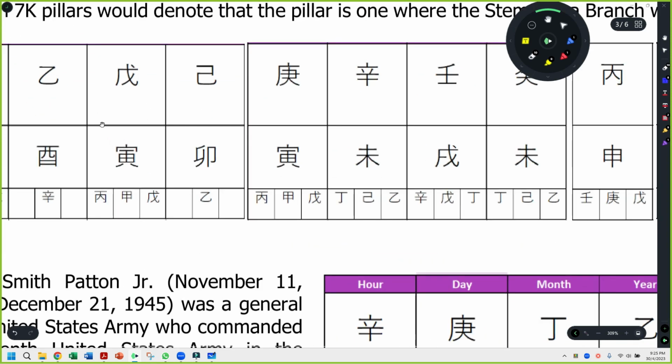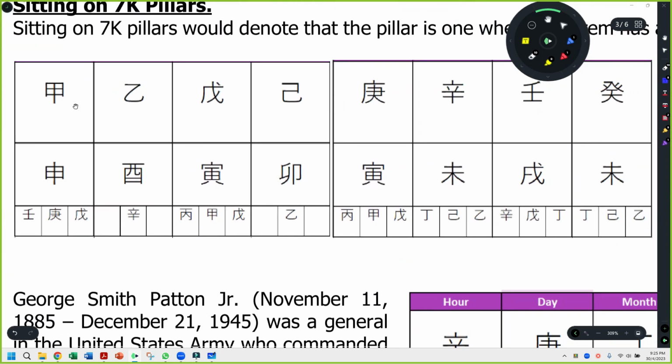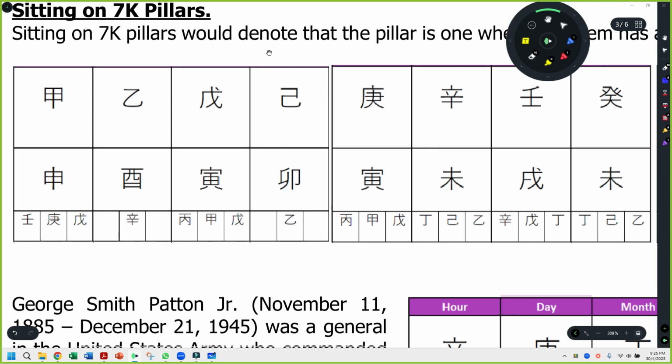As we look at the pillar itself, this is where all the stems will sit on the branches, and the branches represent the 7 killing. Therefore, these are all the sitting on 7 killing pillars. So for example, for the Jia wood, we have the Keng, so the Keng Day Master.